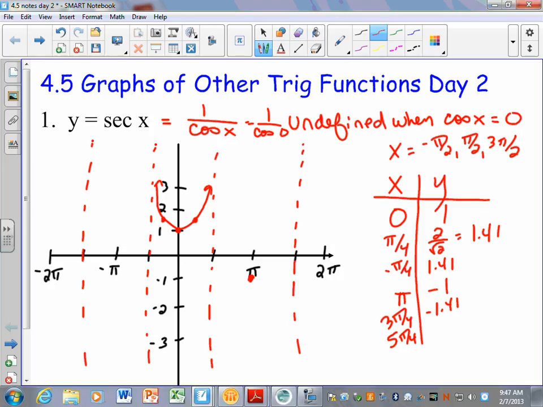What about in quadrant 3, is cosine positive or negative? Also negative 1.41. So what happens? Yeah, it's kind of like a parabola going down. You can take it again.